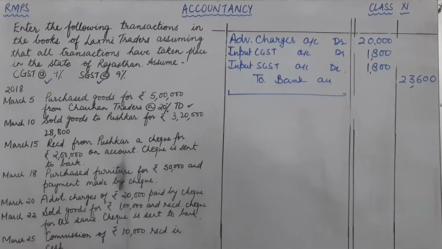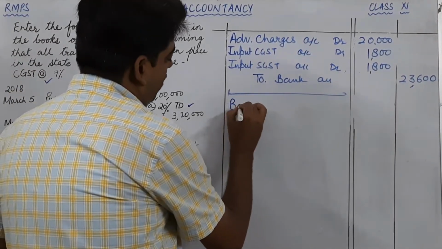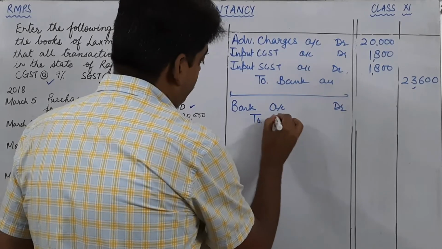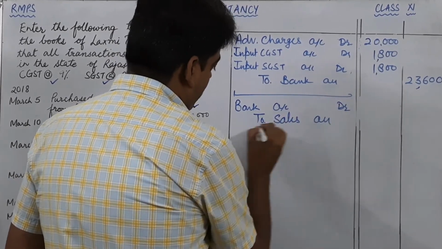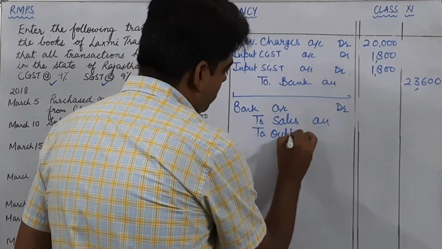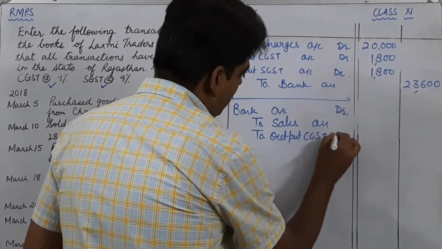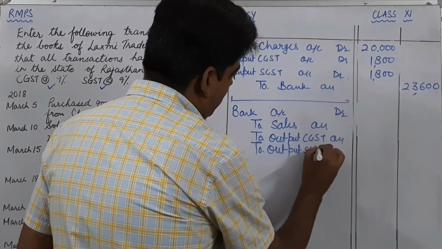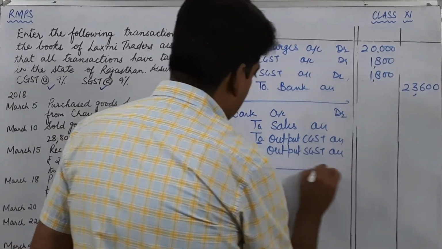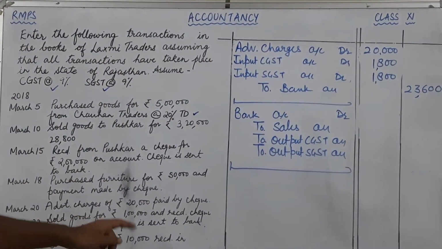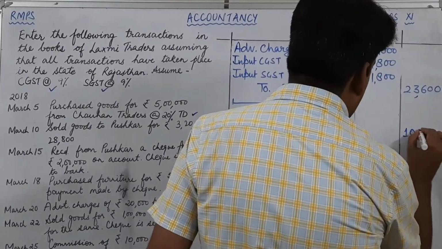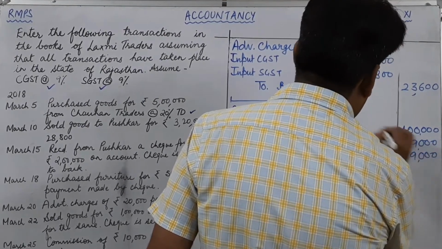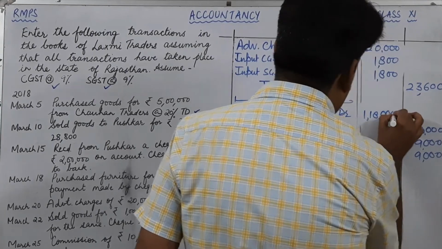Next is sold goods for rupees 1 lakh and received check for the same. Check is sent to bank. So this is our cash sale. A check is already deposited into bank. So bank account will be debited to sales account and to output CGST account and to output SGST account. Goods sold for cash. You can see selling price is 1 lakh, and we will calculate 9% taxes, that will be 9,000 each. So like this total amount will be 1 lakh 18,000.